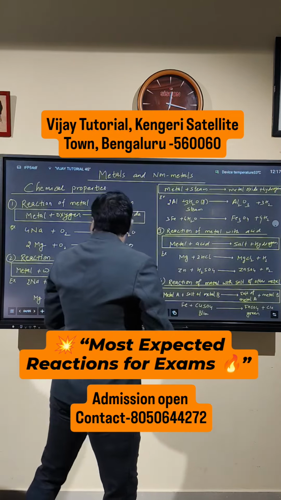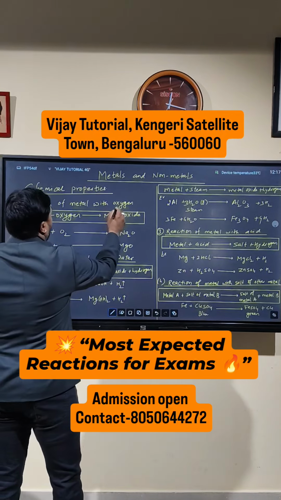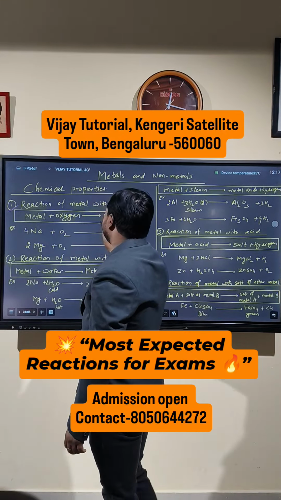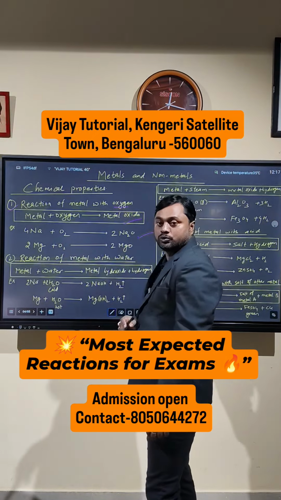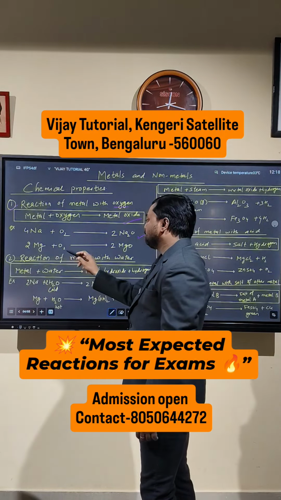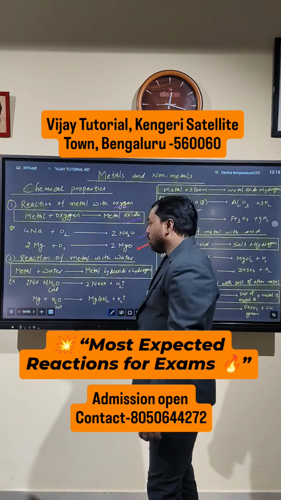Let's start. Reaction of metal with oxygen. Whenever metal reacts with oxygen, it gives you metal oxide. For example, sodium plus oxygen gives sodium oxide. Magnesium plus oxygen gives magnesium oxide.